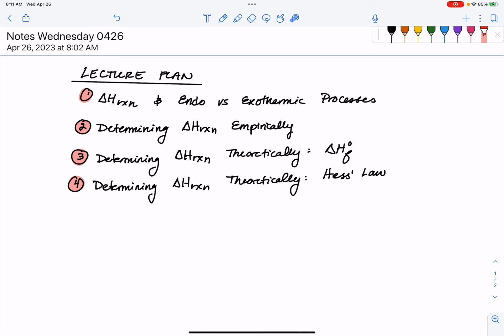So we're in the land of enthalpy or heat of reaction today. We'll start with a little refresher, and then we'll jump right into what the heat of the reaction is and defining endo and exothermic processes.